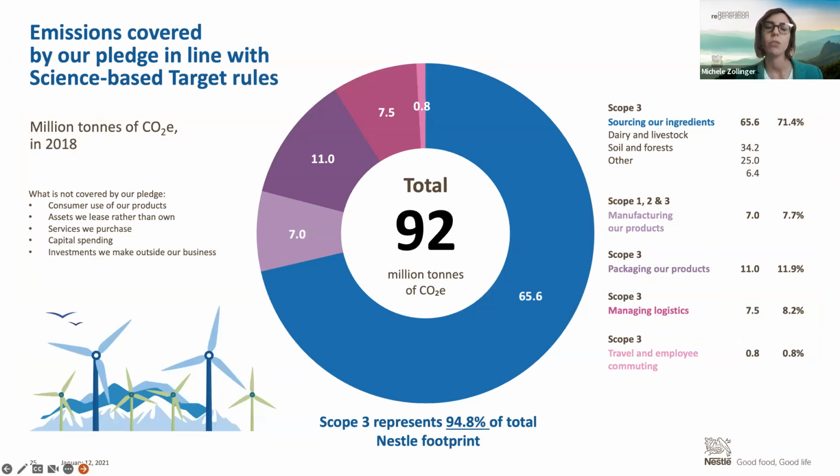So our scope 3 really represents about 95% of our total corporate footprint. And you can see in the upper right corner how much sourcing of our ingredients, 71% in this case, contributes to this footprint. So it's a really large scope that is key for us to consider.